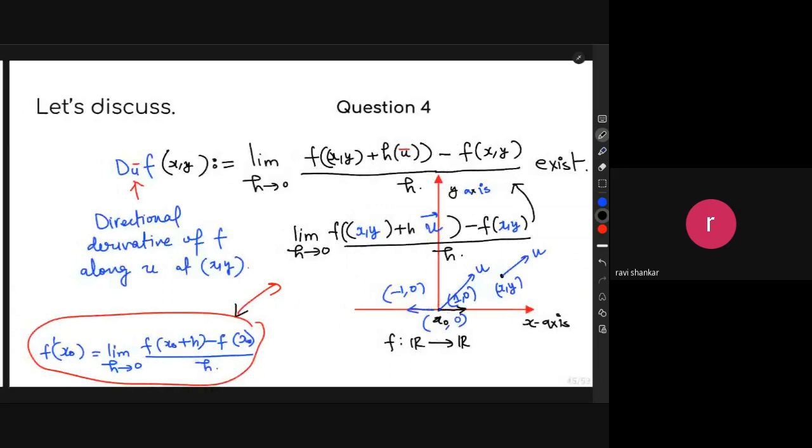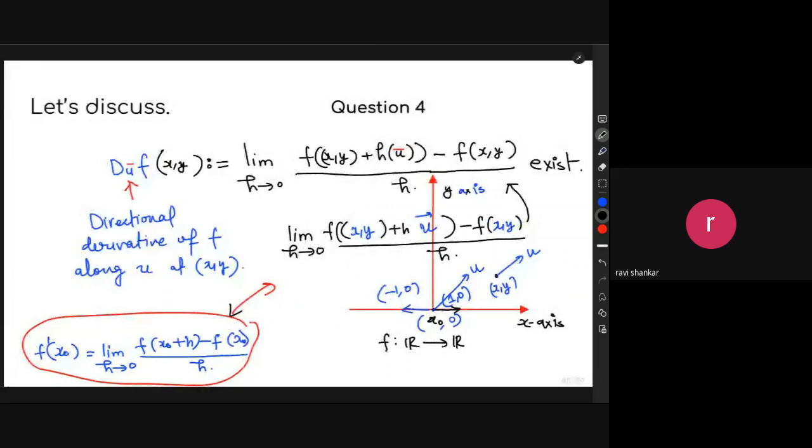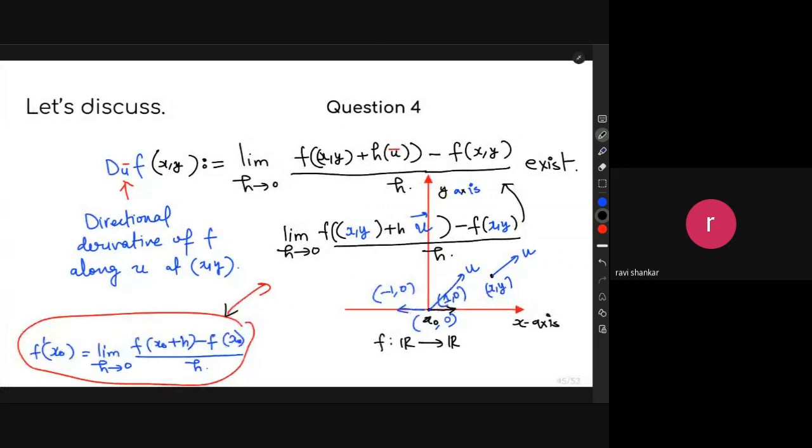So this is the theoretical part. How do we define it? Directional derivative is nothing but differentiation along a vector. Yes, this is a directional derivative. It is nothing but differentiation with respect to one variable only. And what is that one variable? That variable is determined by the direction that you are taking.